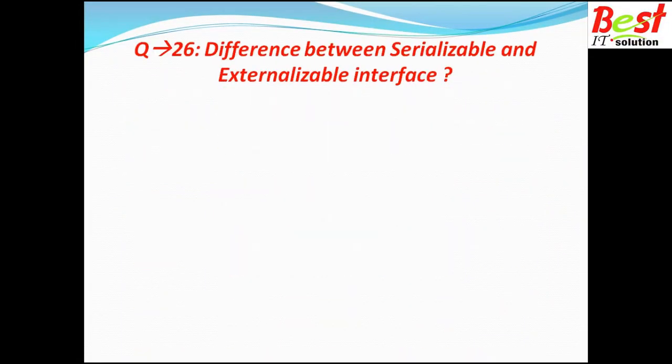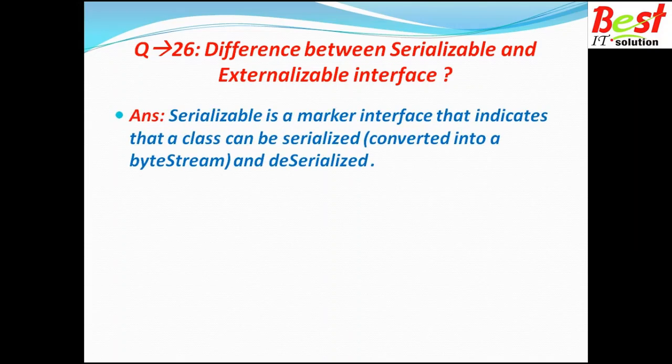Question number 26, difference between Serializable and Externalizable interface. Serializable is a marker interface that indicates that a class can be serialized. That means it is converted into a byte stream, and again converted from the byte stream back to the normal object, so a class can be serialized and deserialized.